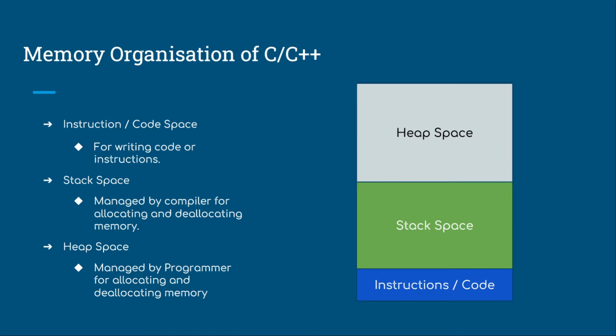Whenever we call a function, it goes to the stack space and executes over there, and then after executing the function, it will free the stack by using push and pop operations. Fine. And then another one is heap space.